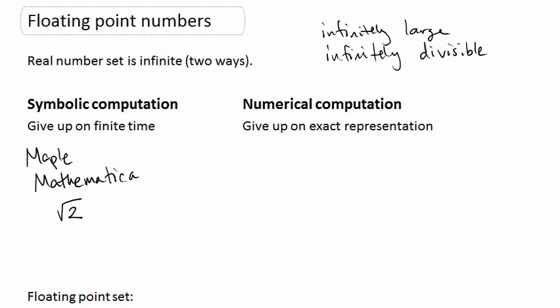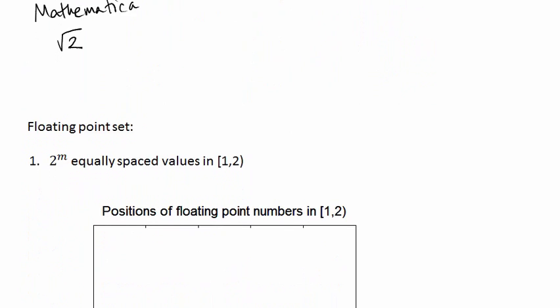For the most part, in scientific and engineering applications, we tend to stick with numerical computation. And there, what we do is we give up the exact representation. So we don't represent the square root of 2 exactly. Instead, we say it's equal to 1.414... to some number of significant digits. But we stop at some point and call it a day. And so that means we use a finite set to substitute for the infinite set of real numbers. And that has some interesting consequences. So let's talk about that set.